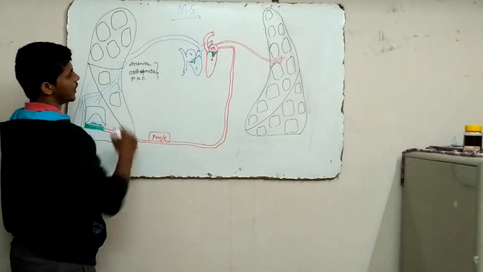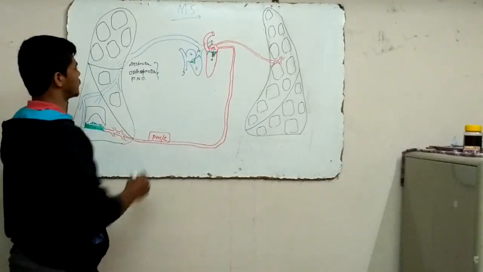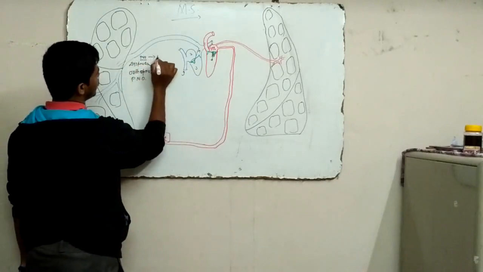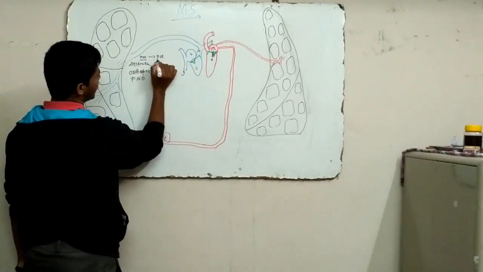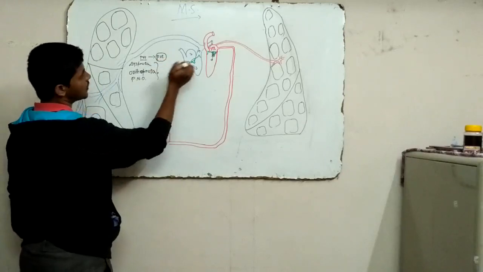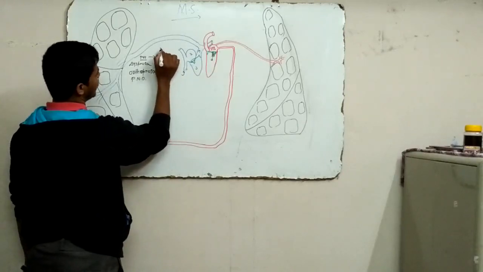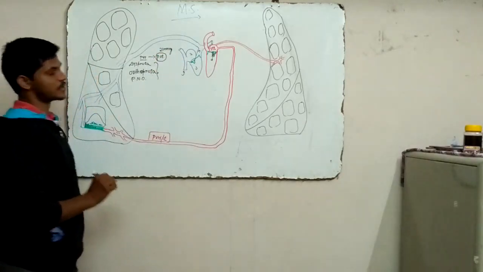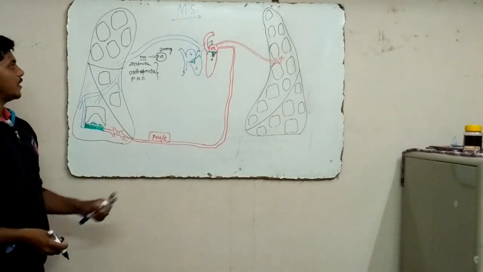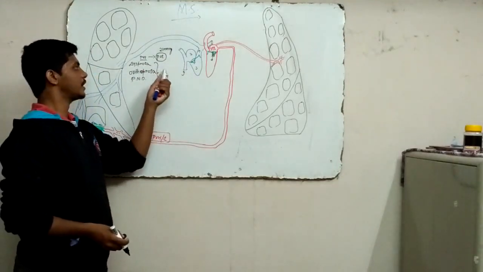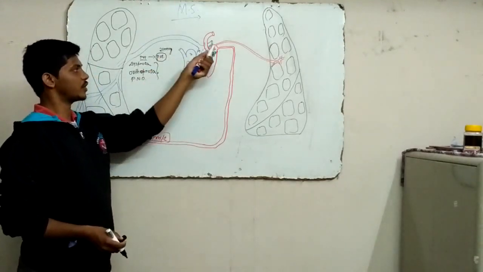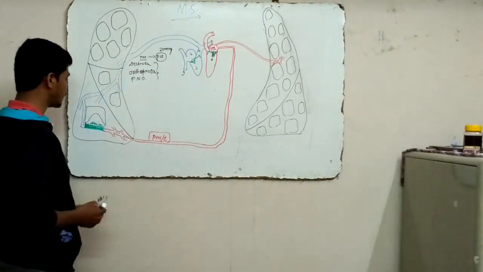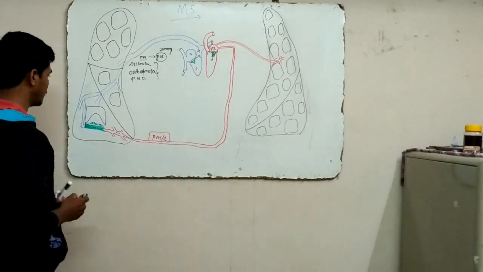So dyspnea, orthopnea, and paroxysmal nocturnal dyspnea in mitral stenosis indicate the development of pulmonary venous hypertension, which has led to pulmonary edema. And if pulmonary edema has developed, it means that the pressure in the left atrium has increased up to 25 mmHg. Normally the pressure will be 2 to 12 mmHg. When these develop, it indicates that the pressure in the left atrium has risen to 25 mmHg. So these are the features of pulmonary venous hypertension.